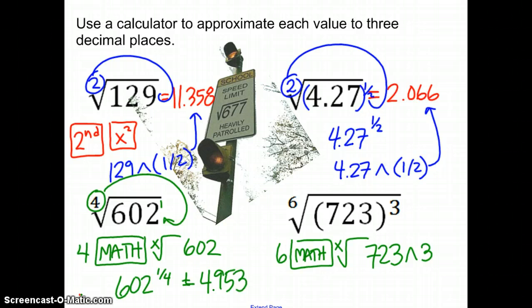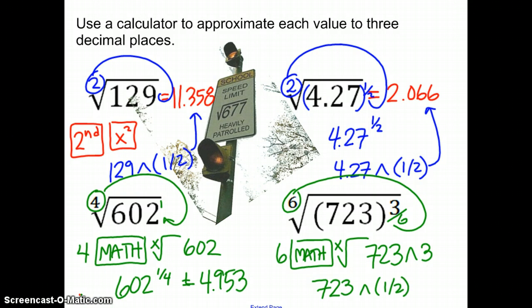4.953. With this one, you bring that 6 around. 3 divided by 6 is just 1/2. So you can type in 723 to the 1/2 power, and you get the answer 26.889. Either method works. Either method will get you that same answer. You just need to decide which one is easier for you.